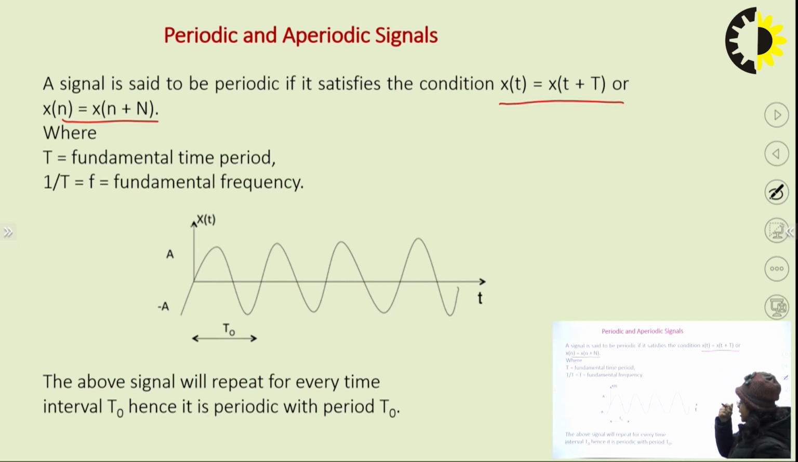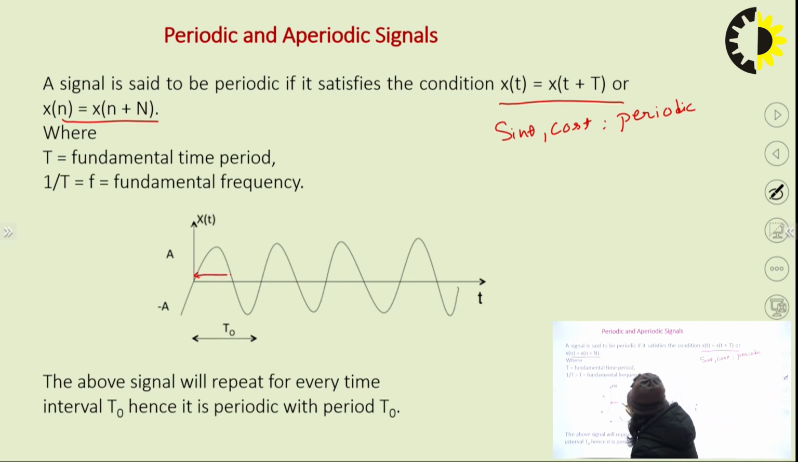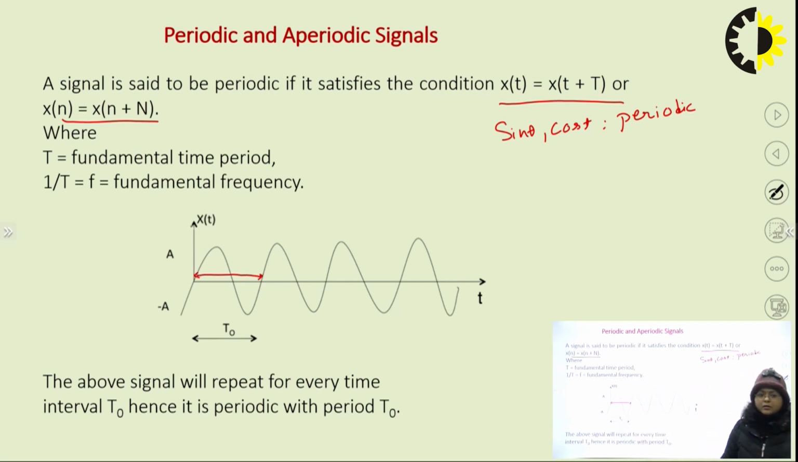For example, sine wave and cosine wave are periodic signals because they repeat after a time period, whereas an exponential signal is an aperiodic signal because it never repeats itself after a particular point of time. So the given signal here is also periodic. It's basically a sine wave with a time period of 1 complete cycle.